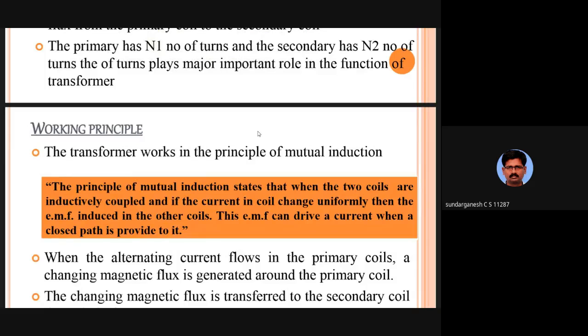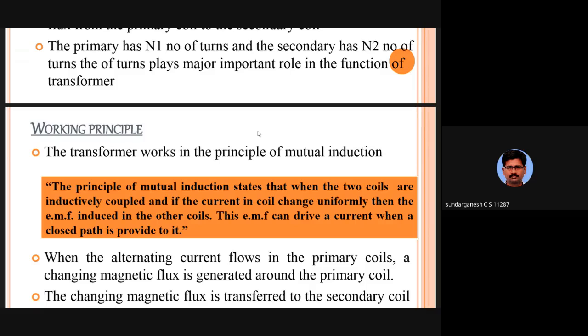What is mutual induction? The principle of mutual induction indicates that when two coils are inductively coupled, and if there is a change in the current, an EMF will be induced in the other coil. This EMF will drive a current when a closed path is provided to it.